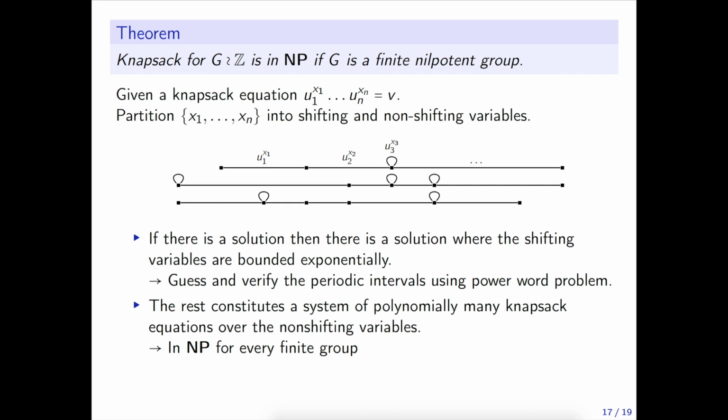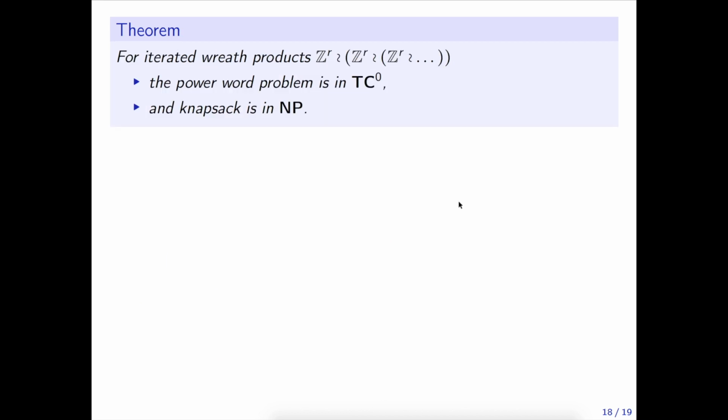The rest constitutes a system of polynomially many knapsack equations over the non-shifting variables. And well, this can be undecidable for arbitrary nilpotent groups, and this is why we add the condition that G must be finite. And for any finite group G, systems of knapsack equations is in NP. The most technical result from this paper is the one on the iterated wreath products of free abelian groups, namely that the power word problem is in TC0 and knapsack is in NP.